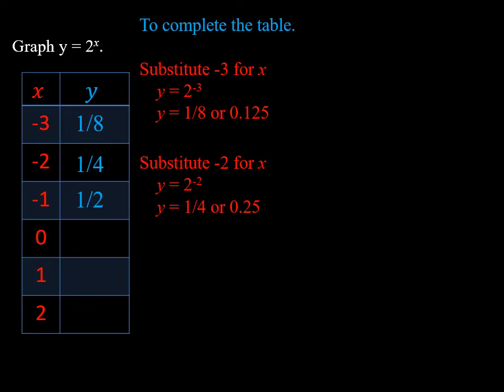When x equals negative 2, y equals 2 to the power negative 2, that's 1 over 4 or 0.25. When x equals negative 1, y equals 2 to the power negative 1, that's one half. When x equals 0, 2 to the power 0 is 1. 2 to the power 1 is 2, and 2 to the power 2 is 4. So we collected some points by substituting several values for x in y equals 2 to the power x, and we got the values of y.